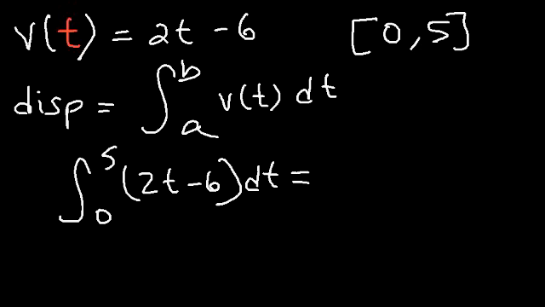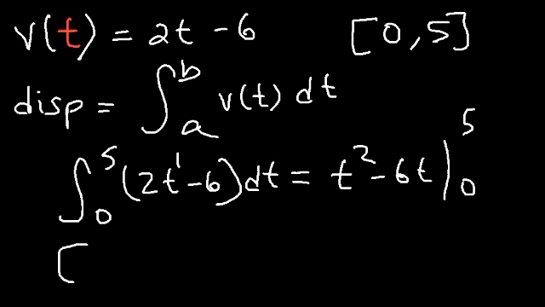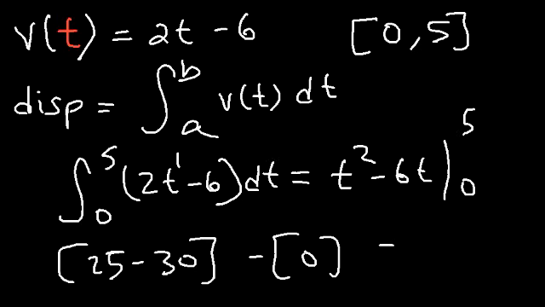So the antiderivative of 2t is t squared. So it's going to be t squared minus 6t from 0 to 5. So if we plug in 5 squared is 25, 6 times 5 is 30, minus 0. So the displacement is negative 5.